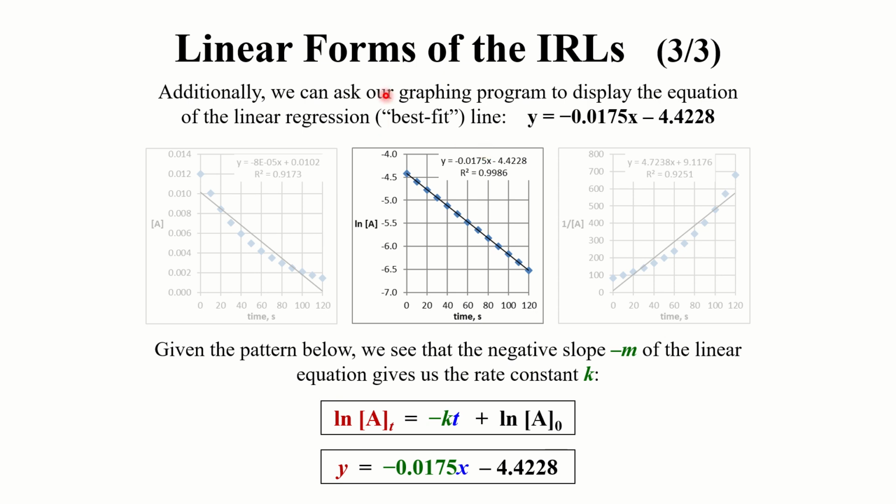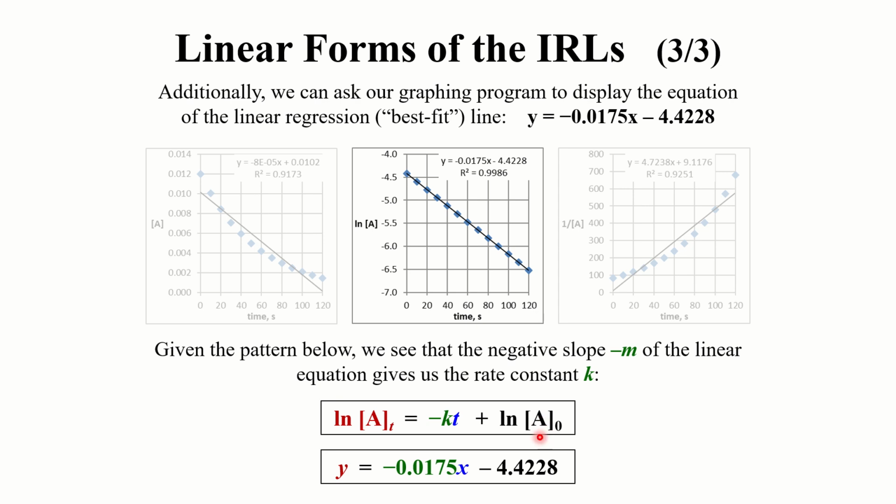All right. Now, additionally, we can ask our graphing program to display the equation of the linear regression, basically the best fit line here. That's y equals negative 0.0175x minus 4.4228. Given the pattern below, we see that the negative slope of the linear equation gives us the rate constant k. So we can determine some things right away. We could determine the initial concentration. If you set natural log of A0 equal to the y-intercept, and then solve for A by raising both sides to the power of e, you could solve for the initial concentration.